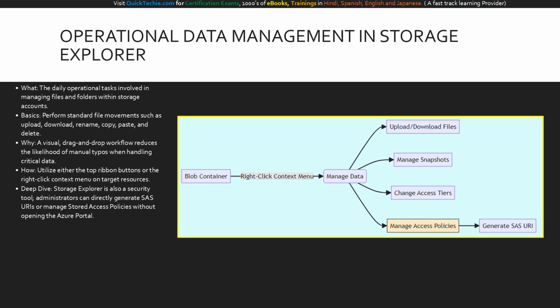You can change access tiers, moving data from hot to cool to save costs. Most importantly, highlighted in orange, you can navigate to manage access policies. This security branch empowers you to instantly generate a SAS URI for secure data sharing, perfectly blending data management and security administration into a single, intuitive interface.